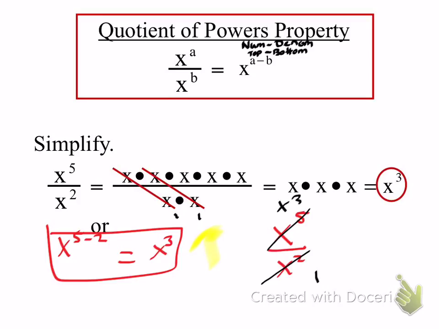X to the 3rd. Say x to the 3rd, not 3, because 3 means a number 3. Okay, so now you see we're left with x cubed over 1, which is the same thing as x cubed. Okay, questions there? Nomi, are you confused? I don't understand how you got to that.